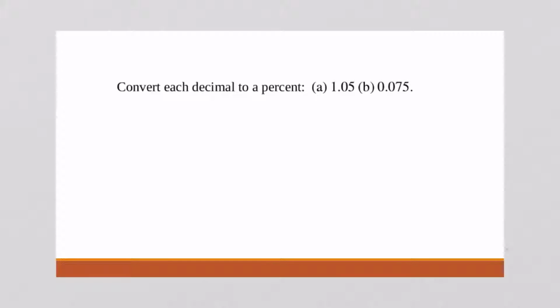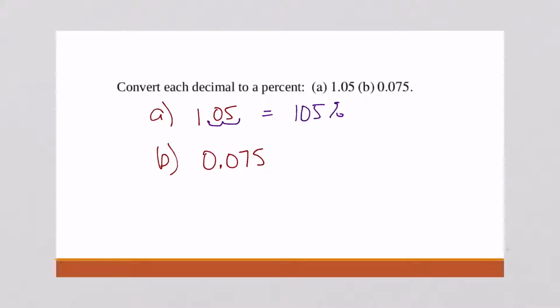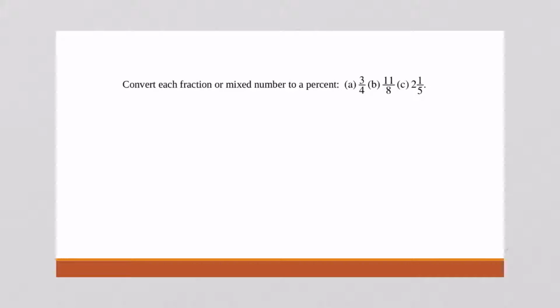This problem right here, part A, I have 1.05 and I want to convert it to a percent. So I'm going to scoot that decimal to the right 2 places, and I wind up getting 105%. On part B, I have 0.075. Scoot that decimal to the right 2 places, and it ends up being between the 7 and a 5, so you have 7.5%.